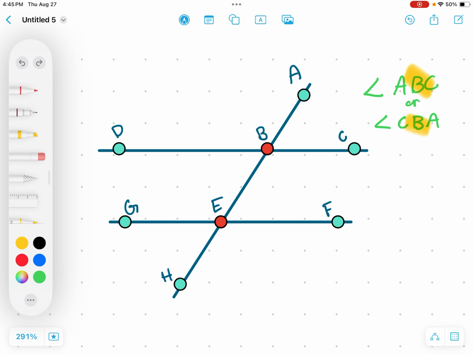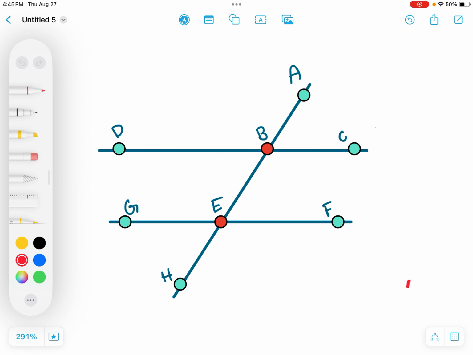Let's pick a different angle. Let's do this angle down here, this one right here. It is an acute angle with a vertex of E. We can't just name it angle E because we have lots of angles that we're dealing with here. So we'd go angle BEF, just like you're connecting the dots. Remember that E has to be in the middle, so BEF, or you can go the other way, FEB. Both of those ways would work, angle FEB.